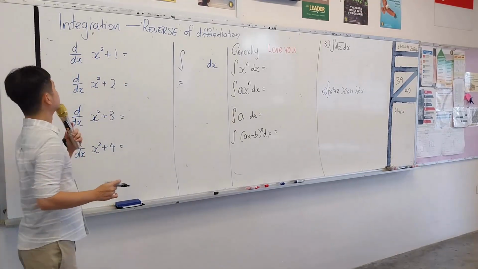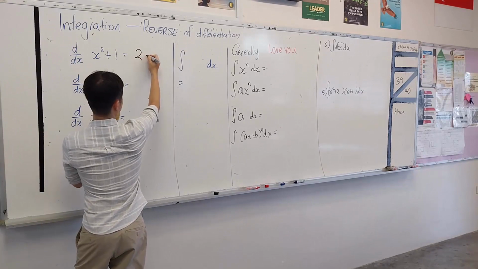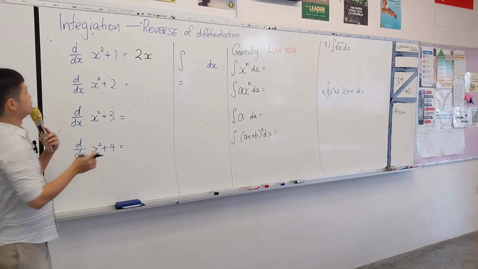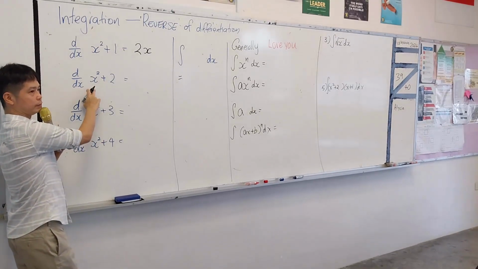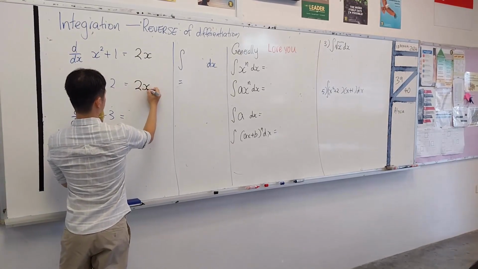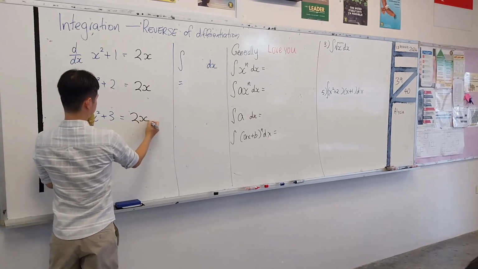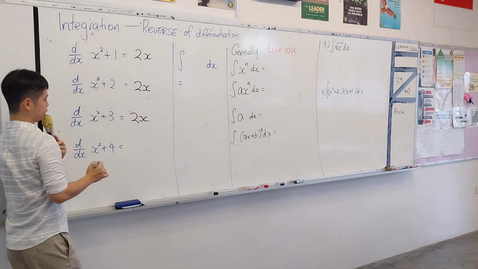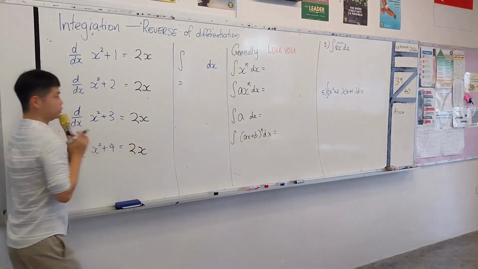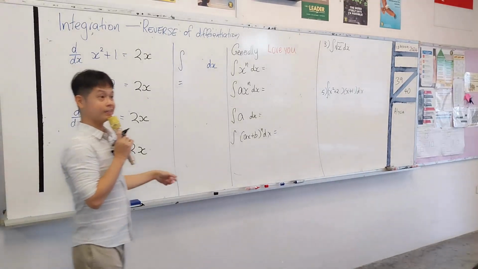How do we differentiate x squared plus 1? The answer is bring down the power, minus 1. I'll explain why I keep saying this; later you'll see the reason. Now we differentiate another function. Bring down the power, minus 1. Next one, bring down the power, 2 minus 1 is 1. And the last one. So if I differentiate 4 different functions, I get the same answer.